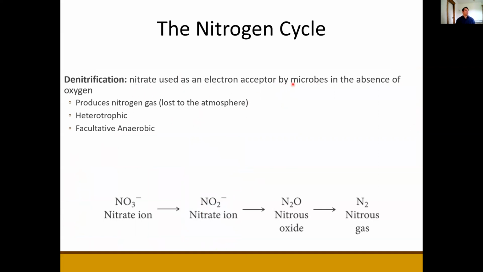Okay. So then we'll move on to denitrification. Here, nitrate is used as an electron acceptor by microbes in the absence of oxygen. And this produces nitrogen gas, which is lost to the atmosphere. It's typically done by heterotrophic organisms that are facultatively anaerobic. And here you can see a very simple representation of that.